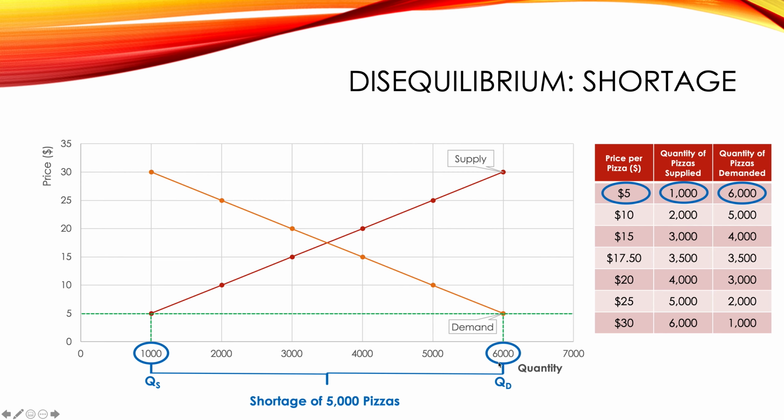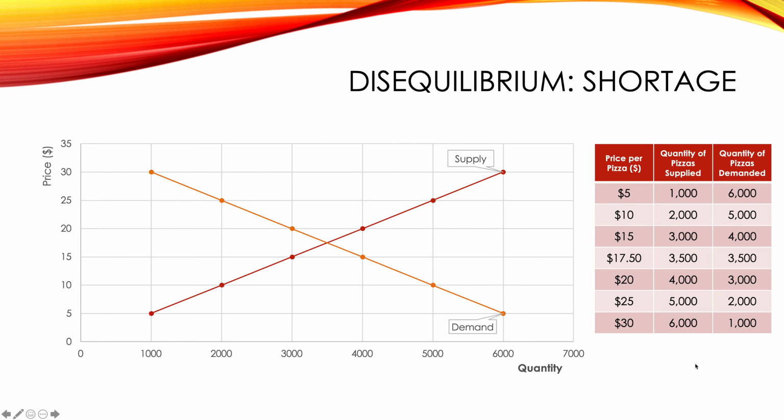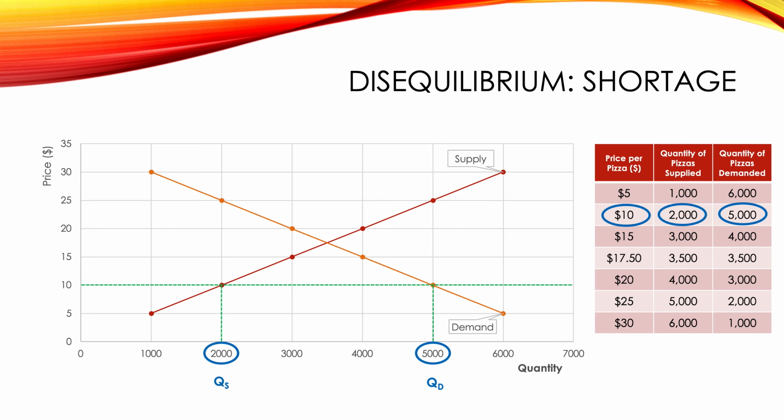So this is where we would find the shortage, the horizontal distance between our quantities. We're measuring the shortage in pizzas here, not in dollars or anything like that, but in the quantity of whatever the thing is. So if the price were, let's say, a little higher, let's say $10 per pizza, the quantity demanded would still be pretty high. Quantity demanded would still be 5,000 pizzas, but the quantity supplied would only be 2,000 pizzas.